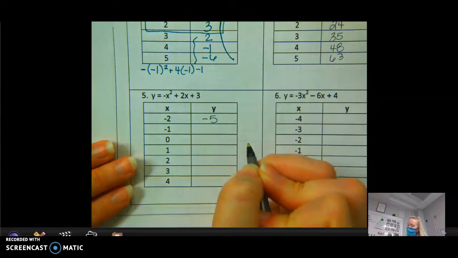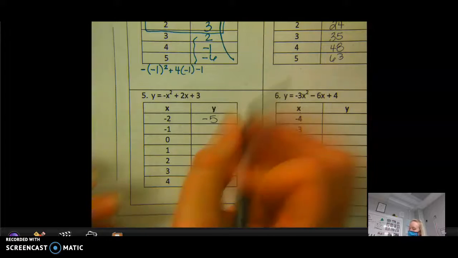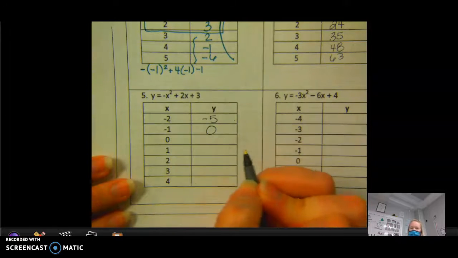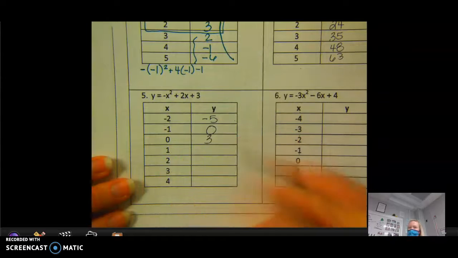If I plug in -1, -1 squared is 1. Throw on the negative. So I get -1. 2 times -1 is -2. So that's -1, -2, and then plus 3. How much is that? 0. Plug in 0. That cancels that. That cancels that. And I'm left with 3.